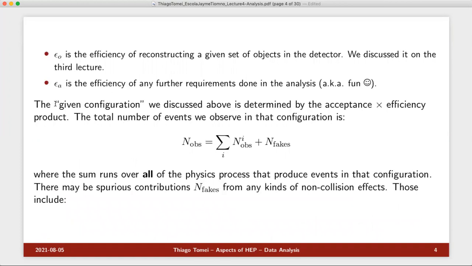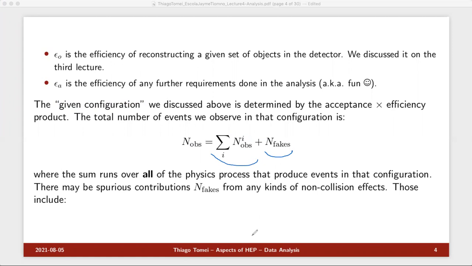So when we choose this given configuration that we're interested in, the total number of events that we observe in that configuration is given by this sum here. So this sum is all of the collision physics processes that produce events in that configuration. And these are spurious combinations from any kinds of non-collision effects.